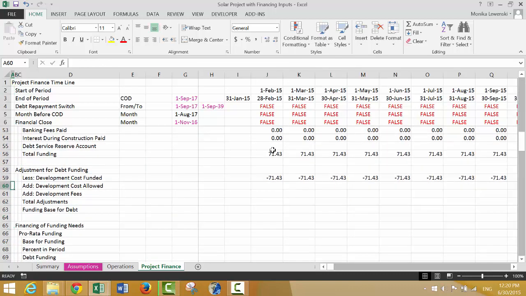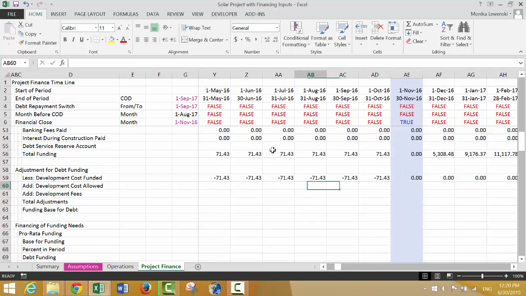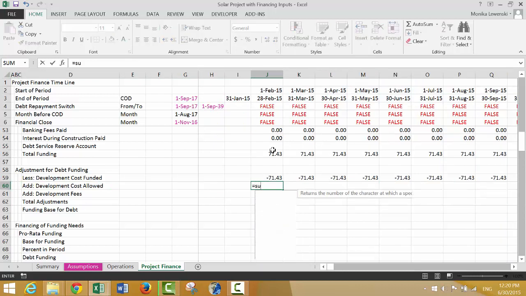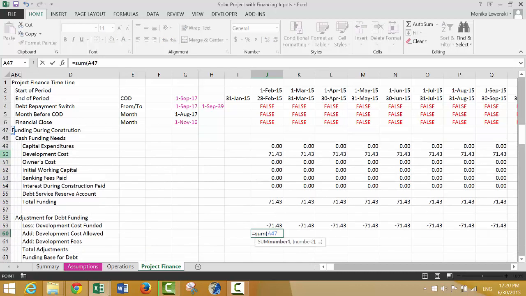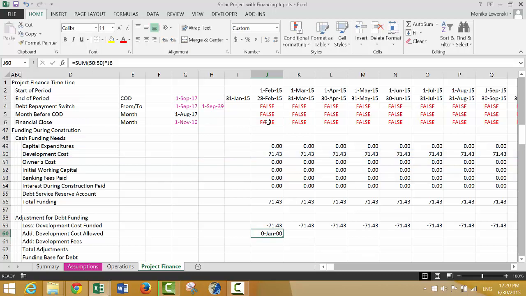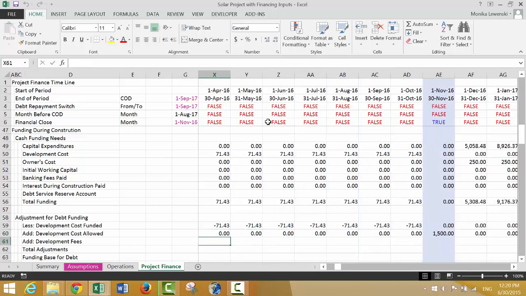So we just use the true false, and we were able to use that technique again. And for the development costs that we're going to allow to be part of the base for the funding, how about we try this. We'll sum the whole development cost line, okay, but multiply that by the financial close switch. Now, this I strongly argue for. If you use the whole line, we didn't have to waste our time with any F4 keys or anything else.